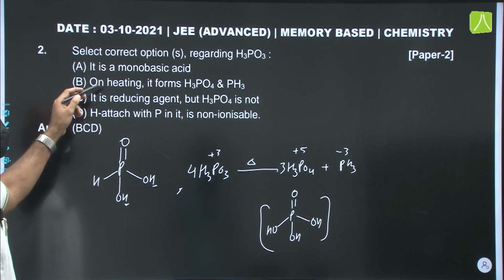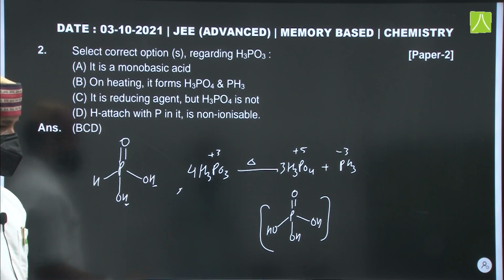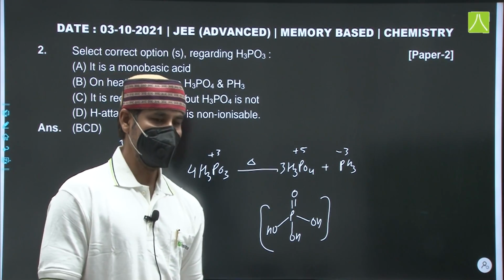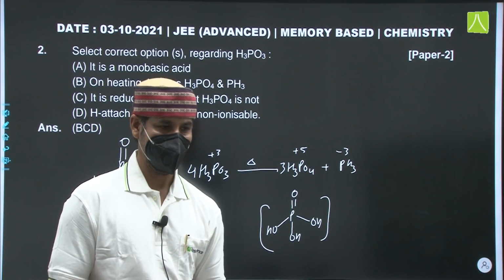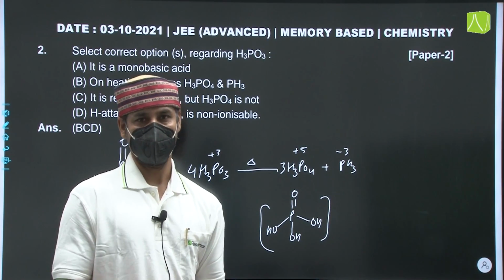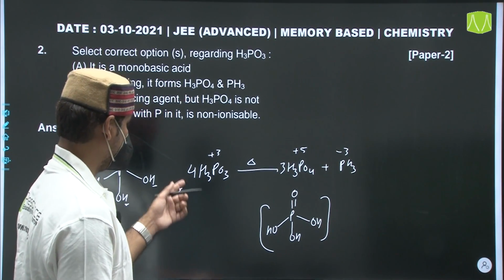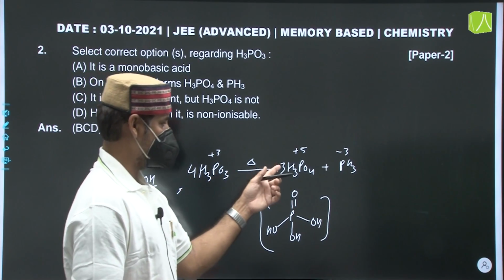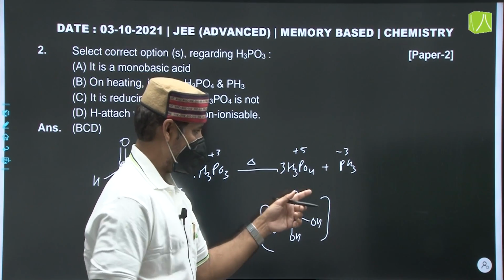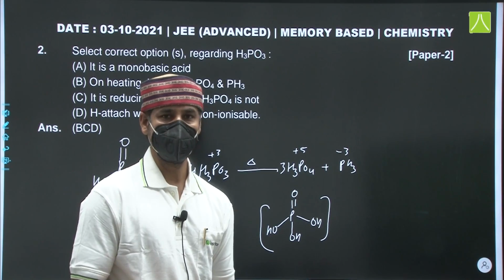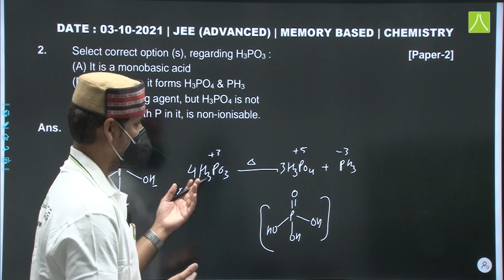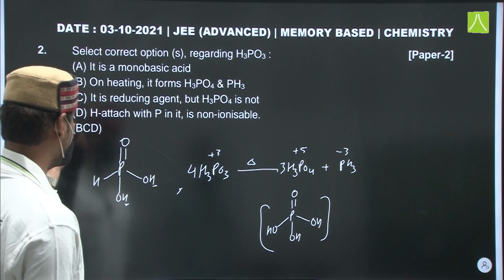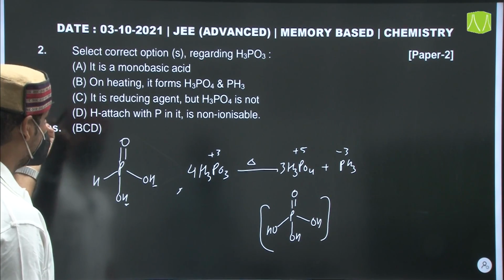B, on heating it forms H3PO4 and phosphine. Students, an intermediate oxidation state in phosphorus has a tendency to disproportionate. On heating, H3PO3 phosphorus acid converts into H3PO4, that is the oxidized form, and phosphine, that is the reduced form. So this is nothing but a disproportionation reaction. B option is correct.